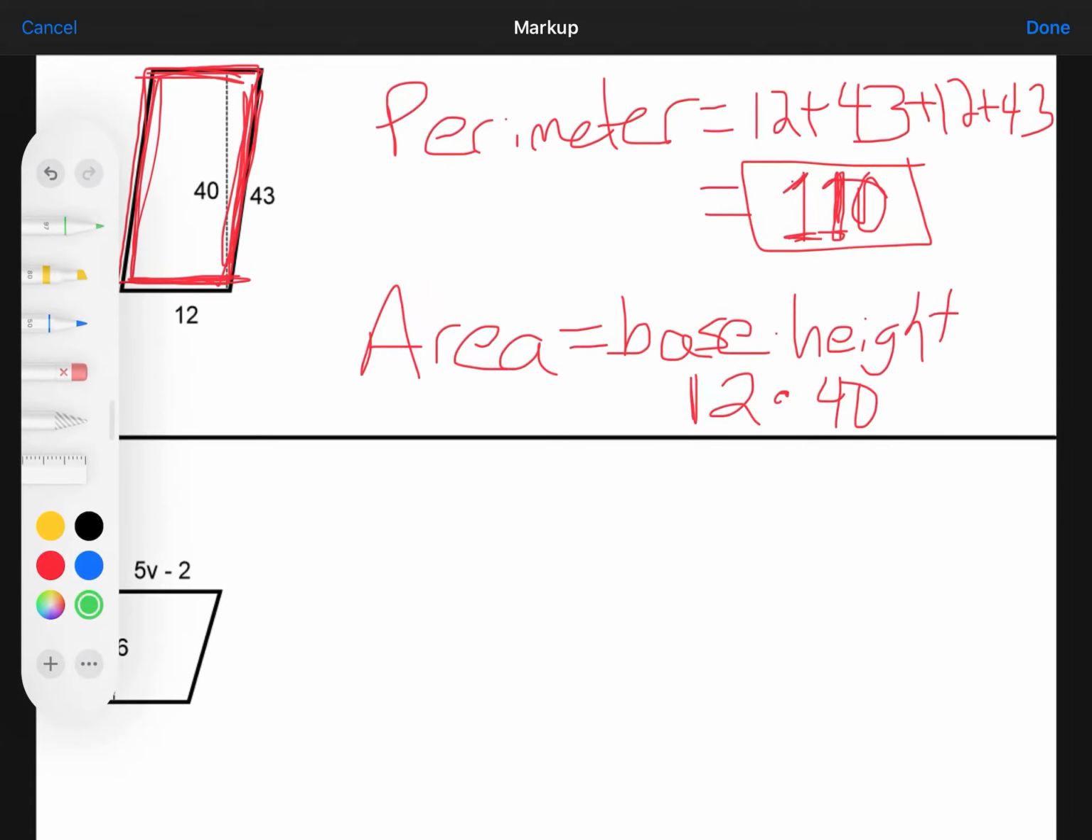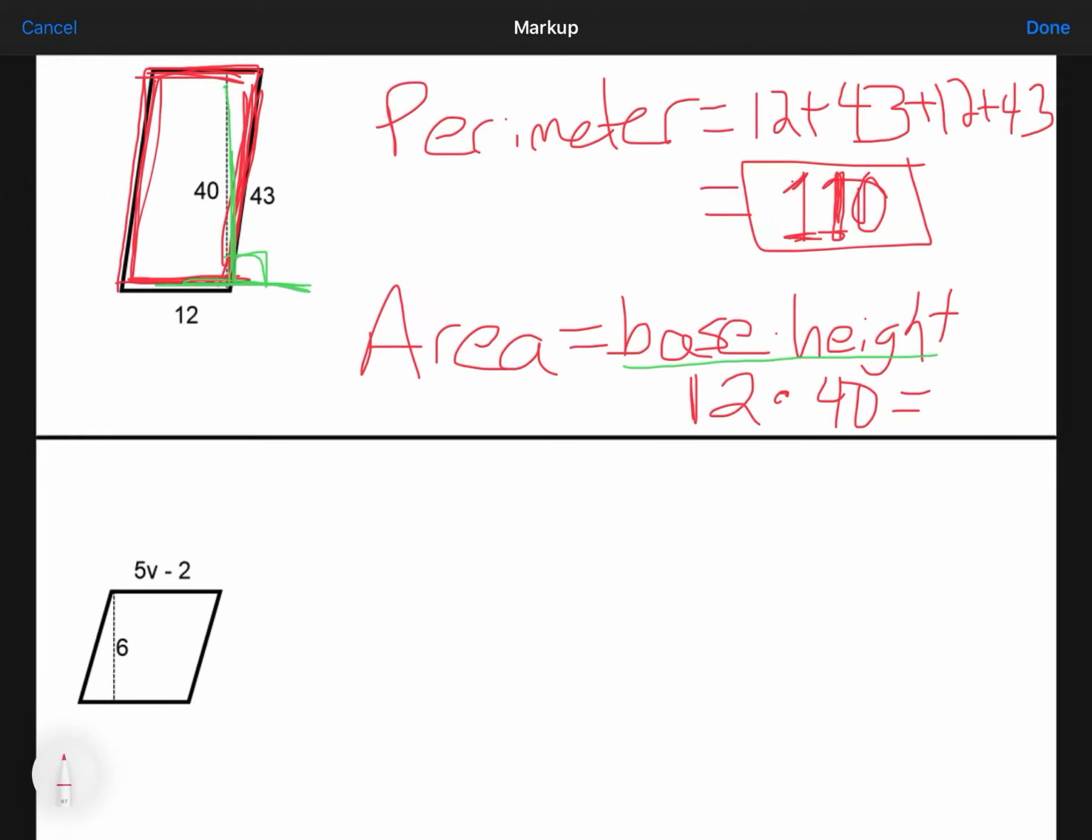To be clear, what's going on with the base and the height is the base and the height are making a perpendicular relationship. So when you see that, that lets you know which two numbers you multiply together. It's not necessarily the outsides. And so when you multiply those together here, you get 480. These would be square units, but we're not going to be worried about regular units and square units this lesson.